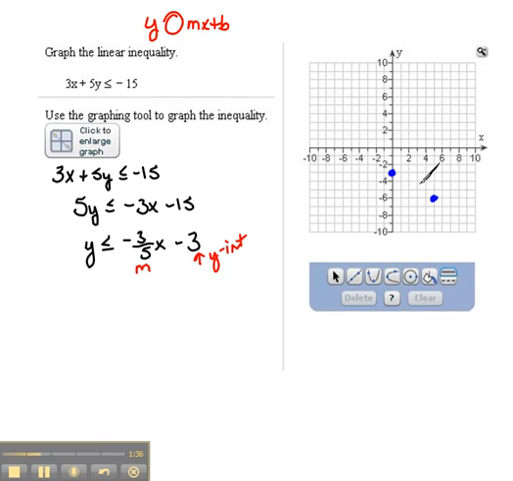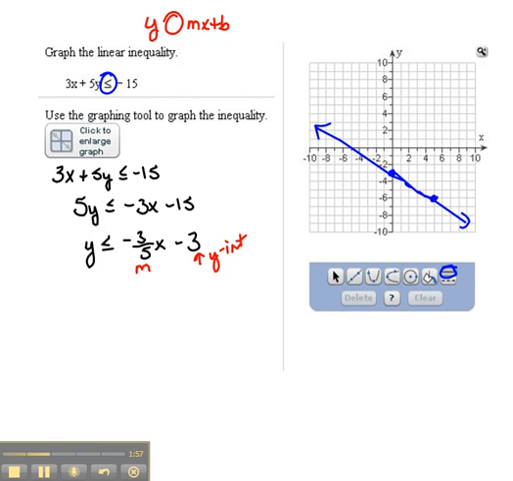The second part is we have to decide whether we're going to use a solid line or a dotted line. Now because this has equality in it, we're going to use our solid line this time. So I'm going to draw in my line, and can't make a very straight one there on the computer, but you can get the picture.